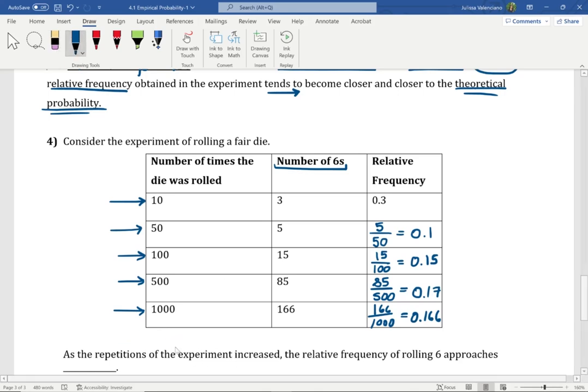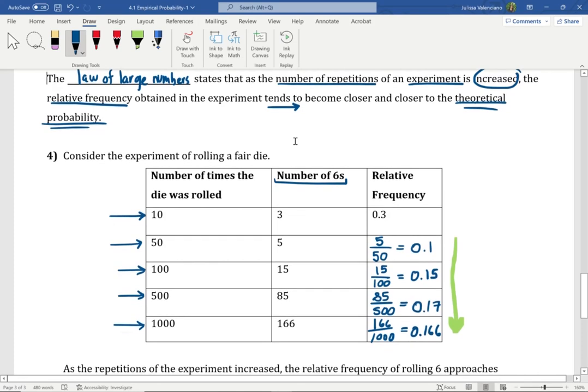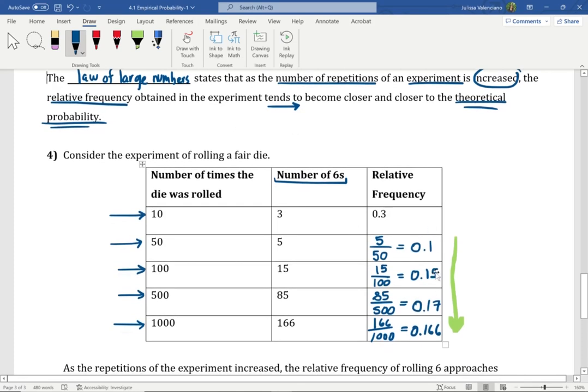But if you were to do that and find the frequency, you should see that the frequency is getting closer and closer, and we can see it here on the table. The relative frequency is getting closer and closer to 0.16666666. According to the law of large numbers, as the number of repetitions of an experiment increases, the relative frequency should get closer and closer to the theoretical probability.